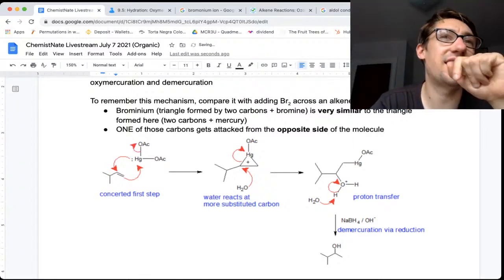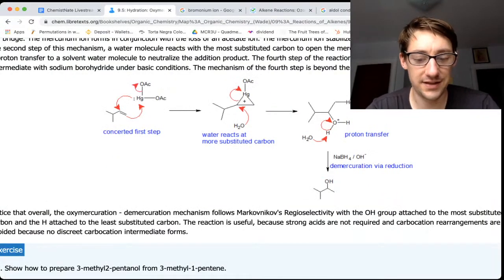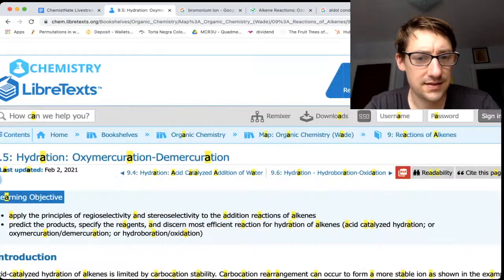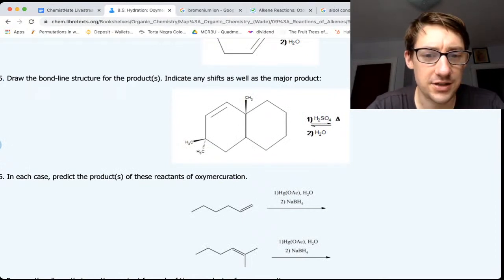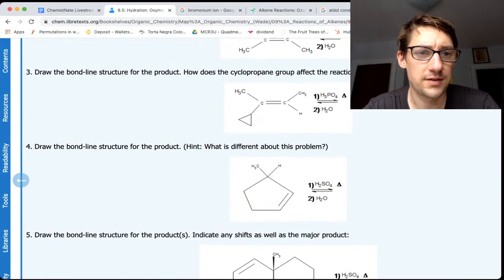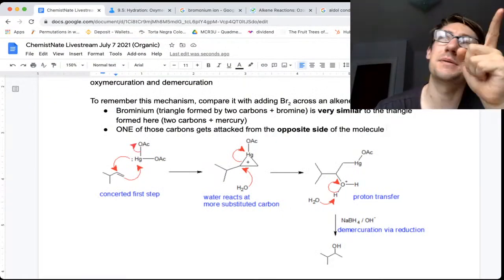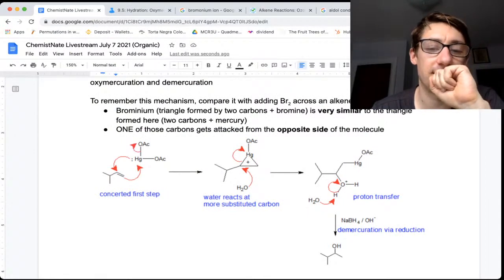I'm not going to call that an anti-addition because I'm not exactly confident. Yeah, this article does not say anti anywhere. Therefore, it might not always be anti. It's probably because you're not adding something to both of the carbons. You're eventually just chopping this one off.